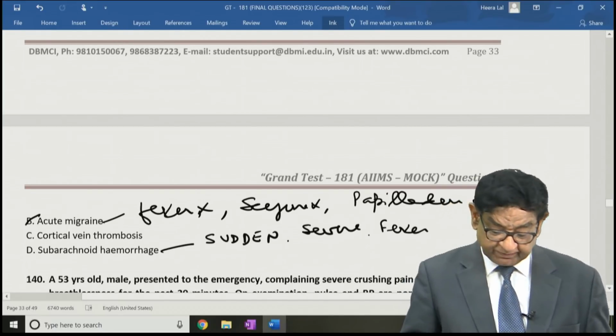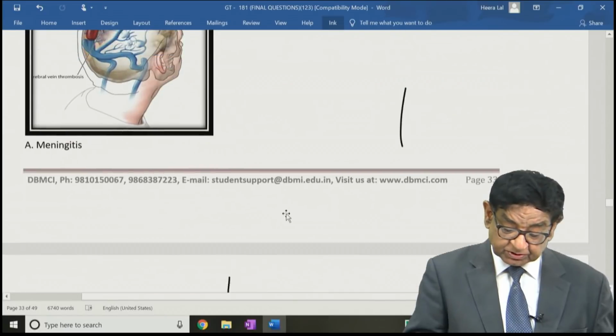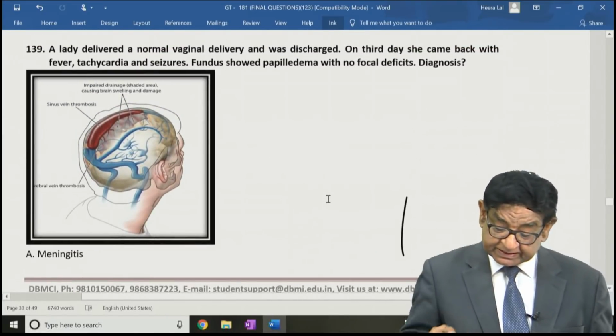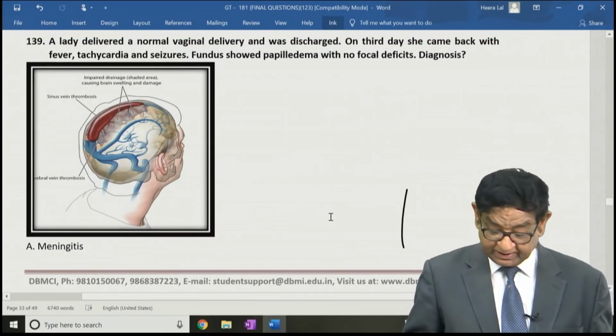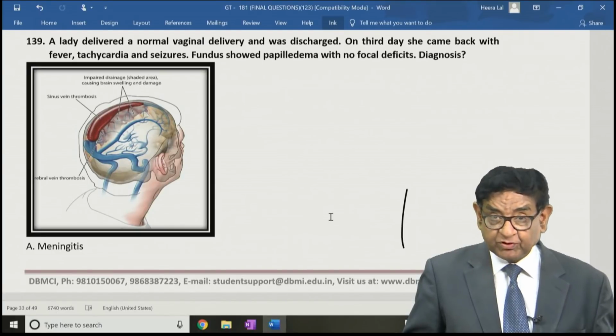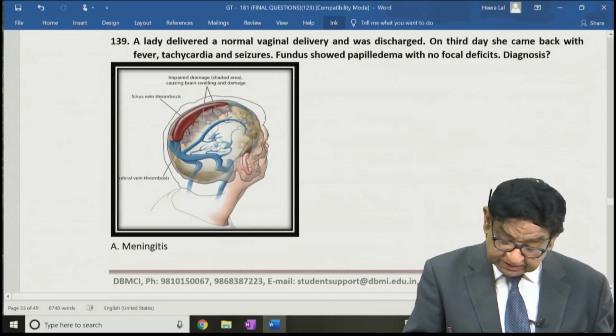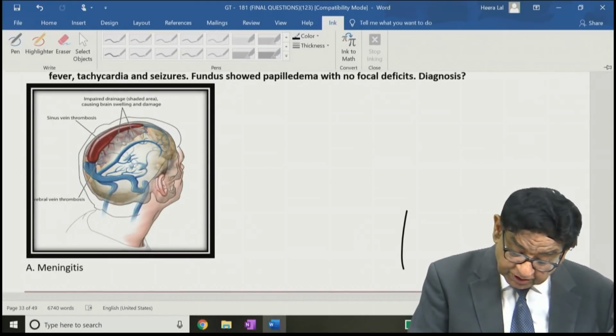Now 2 things are left. One is meningitis and the other is cortical vein thrombosis. Well, in this case, they just mention fever, headache. There is nothing mentioned about neck rigidity and photophobia. Now, an important feature of this condition is neck rigidity.